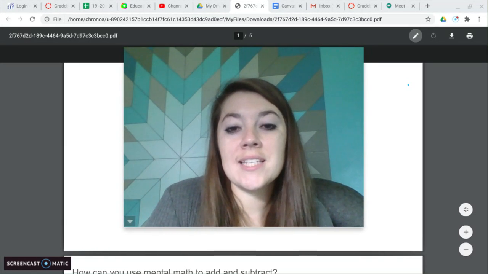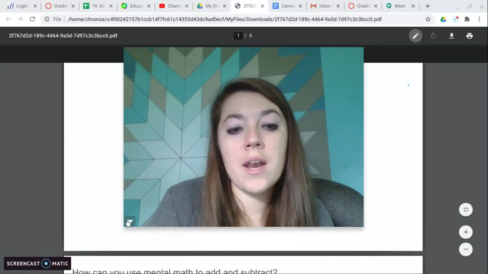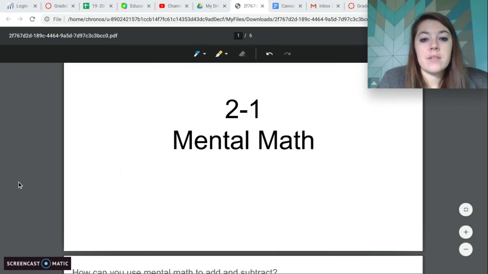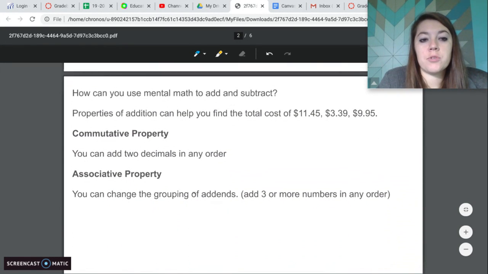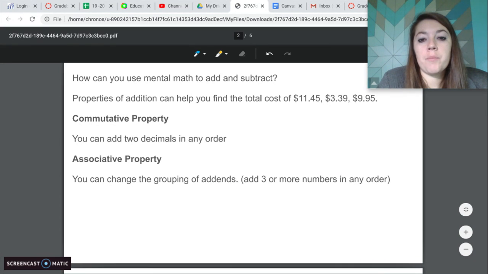Everybody, what we're looking at today is 2-1, mental math. So how can you use mental math to add and subtract? Properties of addition can help you find the total cost of $11.45, $3.39, and $9.95.